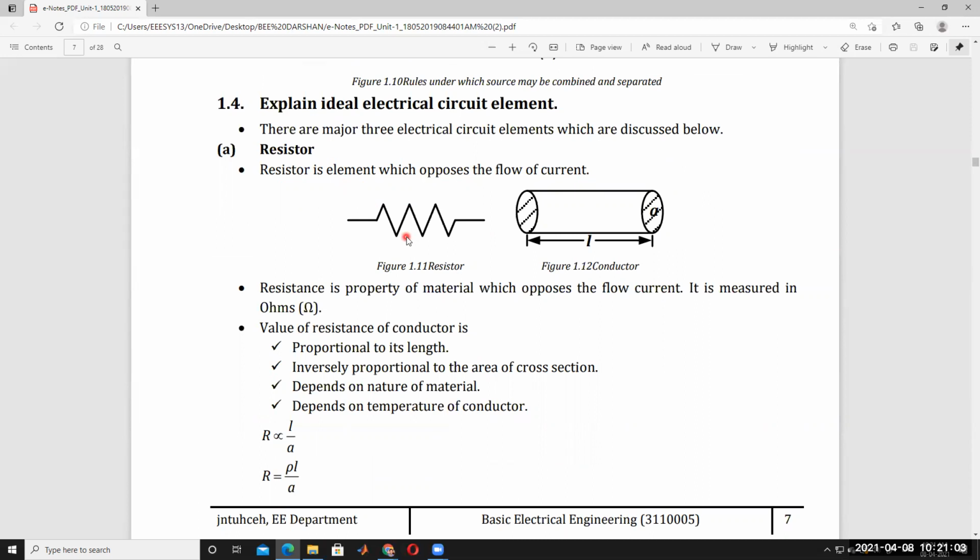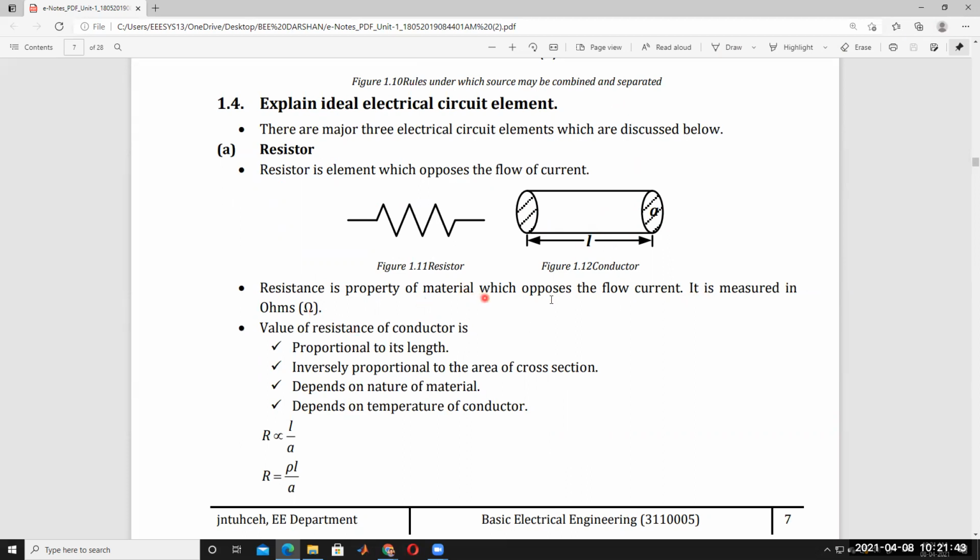This is the symbol of the resistor. Every wire or any conductor has some internal resistance, and it depends on the length and the cross-sectional area A. Every conductor has some resistance, length and cross-sectional area. Resistance is a property of a material which opposes the flow of current. It is measured in ohms.